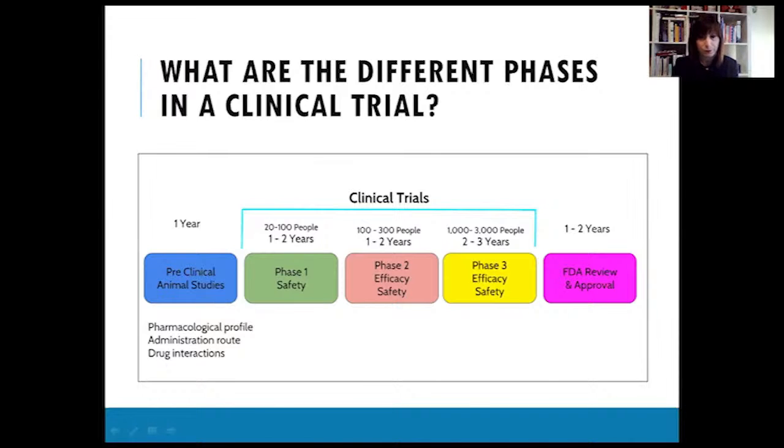Phase 3. They are comparative studies conducted on several hundreds of patients. This comparison is based on randomization of the treatments. They are double-blind studies. The treatment that is being tested is compared either to a placebo or to a reference drug for the therapeutic indication studied.